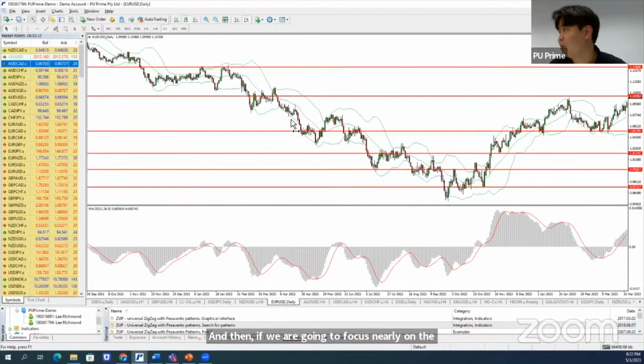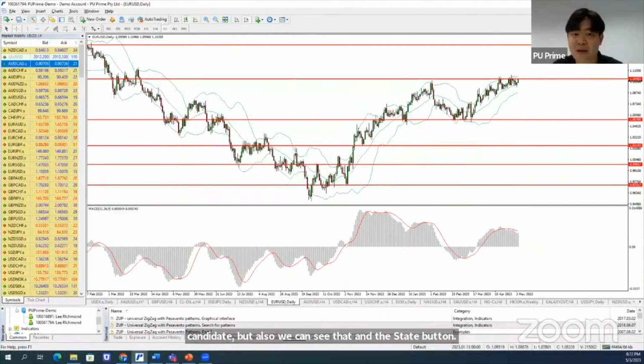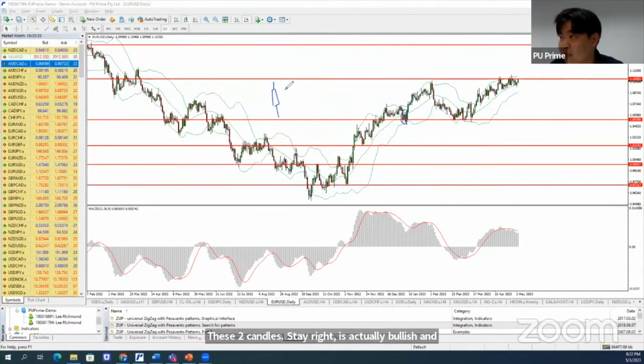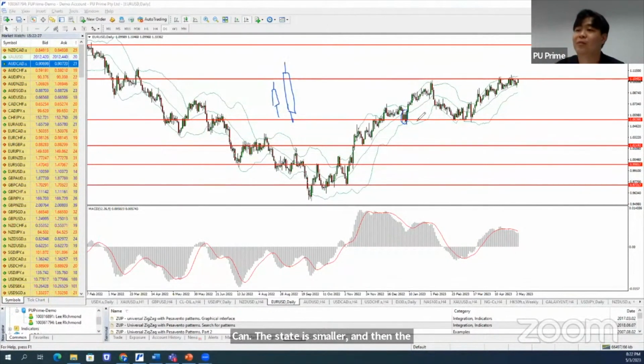If you are going to focus on the candlestick pattern here, you can notice these 2 candlesticks, right? It's actually a bullish engulfing candlestick. Bullish engulfing means the sell candlestick is smaller and then the buy candlestick is larger. So this is what we call the bullish engulfing candlestick.